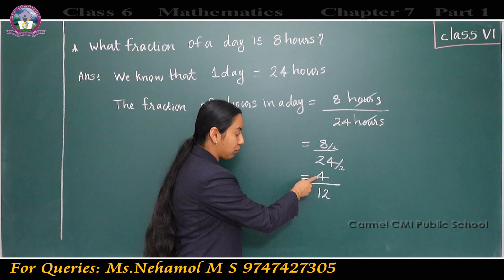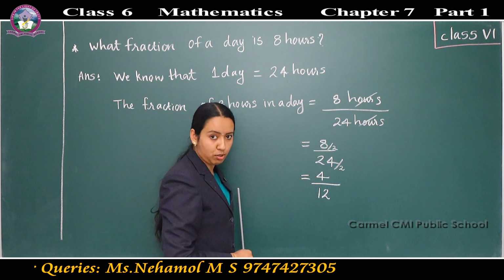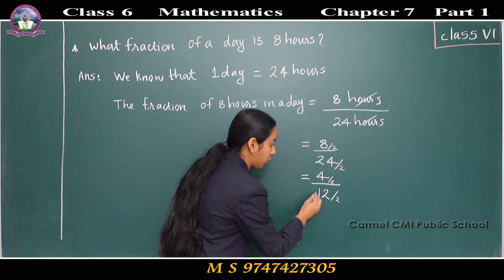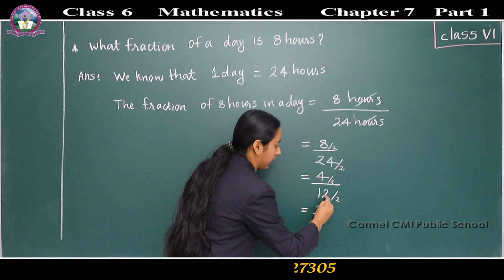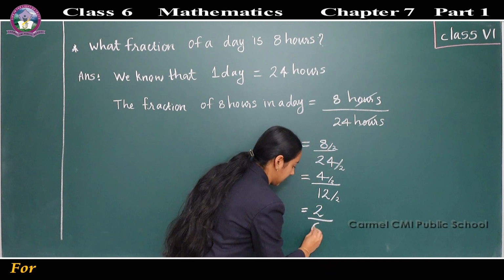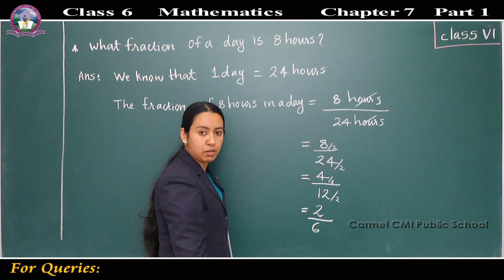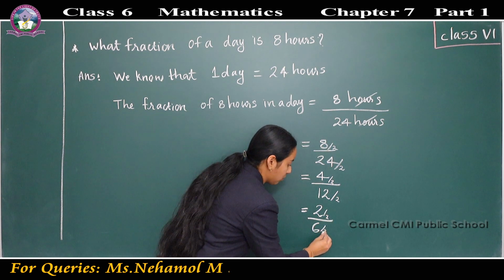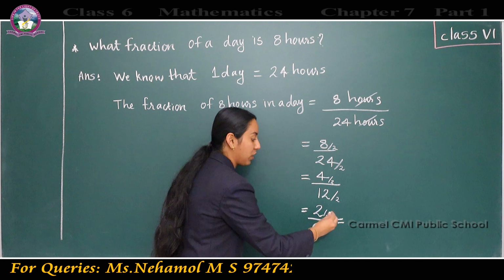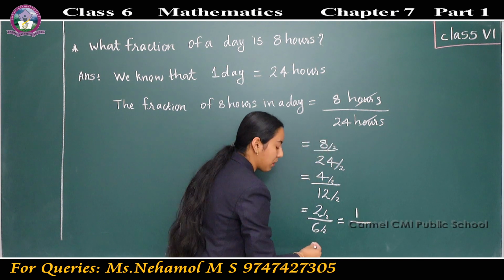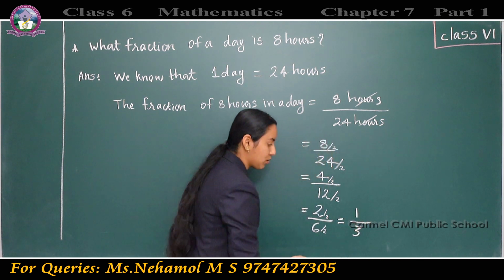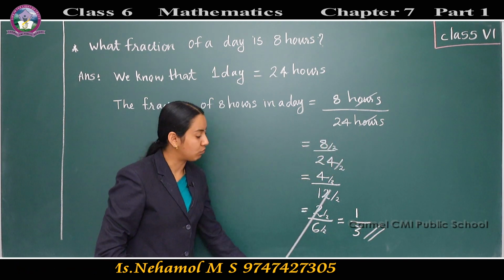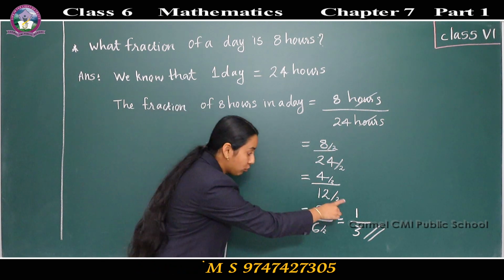Then again 4 is divisible by 2 and 12 is also divisible by 2. Again we can divide 4 by 2 and 12 by 2. 4 by 2 is 2. Then 12 by 2 is 6. Again 2 is divisible by 2 and 6 is also divisible by 2. 2 by 2 is 1 and 6 by 2 is 3. So 1 by 3 is the required fraction.